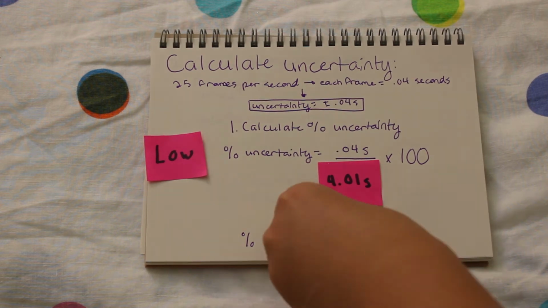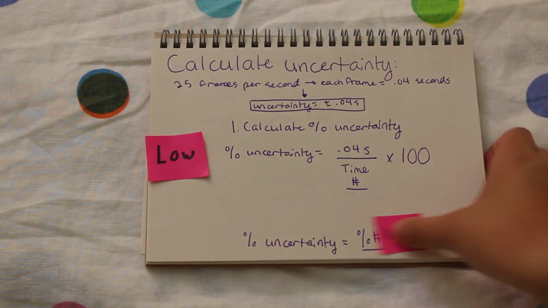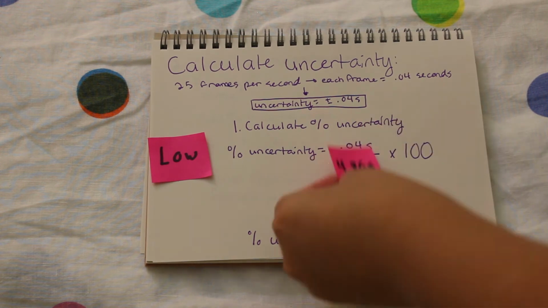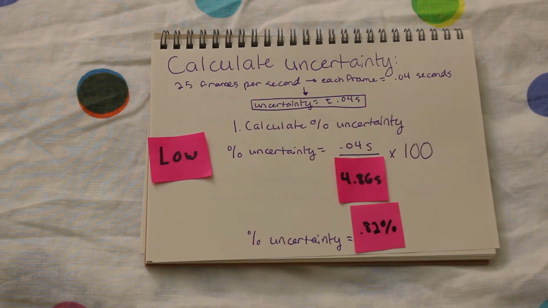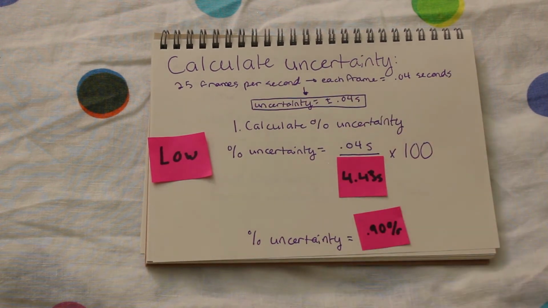For the low trial, the first time was 4.01 seconds. After calculating, we receive 1.00% to be the percent uncertainty. For the second time of the low trial, we received 4.86 seconds. After calculating, we received 0.82% as the percent uncertainty for the second time. For the third time, the time was 4.43 seconds. After calculating, we received 0.90% to be the percent uncertainty of the third time.